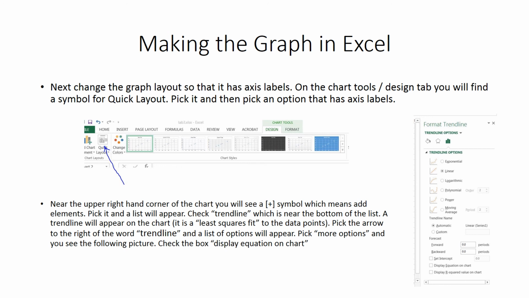You can pick the arrow to the right of the trend line and a list of options will appear. Then you can pick more options from the bottom of that list, and you will see the picture to the right. Unfortunately, the snip tool for making screenshots wouldn't allow us to show all of those other steps. But in the end, you get to this one, and you check the box that says Display Equation on Chart, which is near the bottom. When you do that, the equation will appear on the chart, and you will see the next slide.